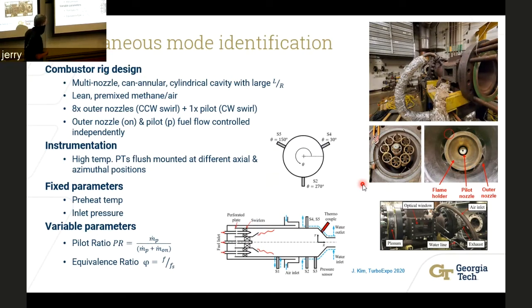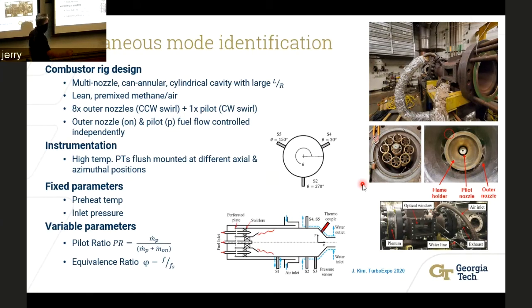It's worth noting that we have some fixed parameters. For each of our experiment runs, we fix our preheat temperature and our inlet pressure. We will adjust these for sets of experiments, but typically when we're varying the pilot and equivalence ratio, we try to keep all the other knobs constant. It's not very prudent to turn multiple knobs at once because it's hard to answer a question.